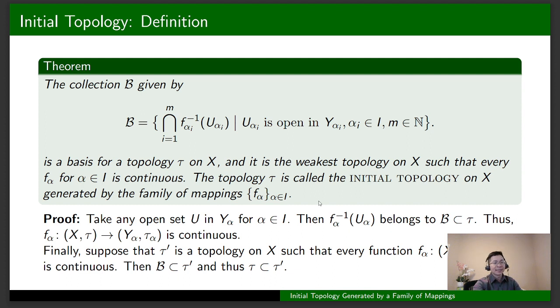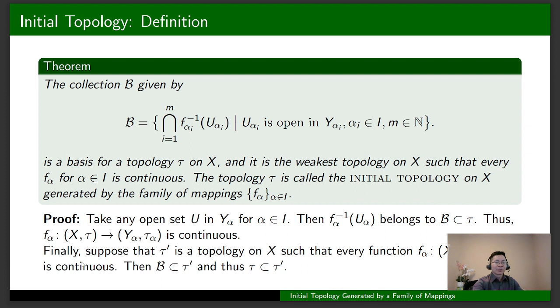Again, in this case, m is equal to 1. We take the inverse image of an open set U alpha in Y alpha, so it belongs to B. And because B is a basis for the topology tau, B is a subcollection of tau, so this set belongs to tau. So this set is open in X with the topology tau. Therefore, f alpha is continuous.